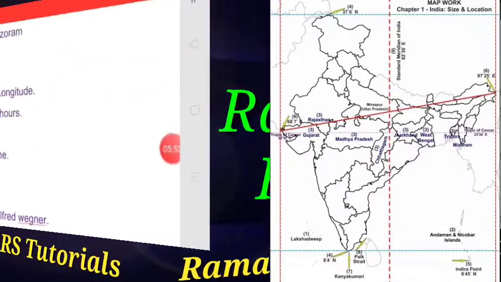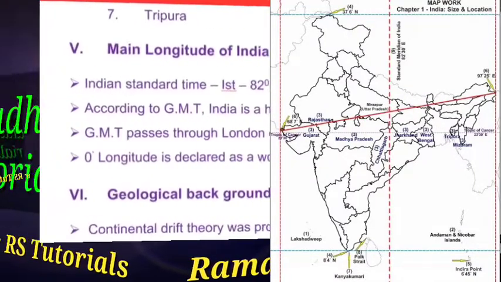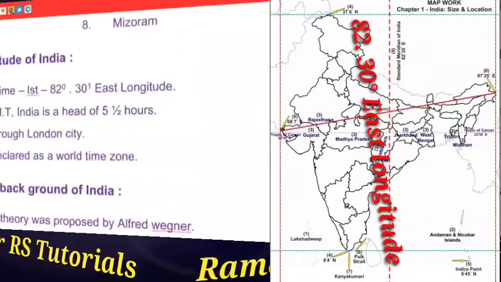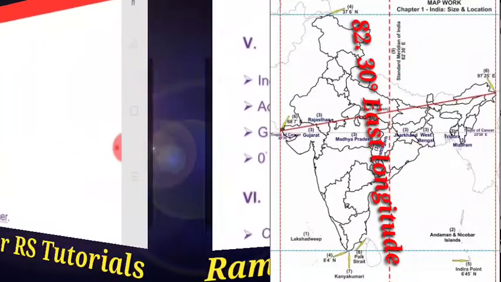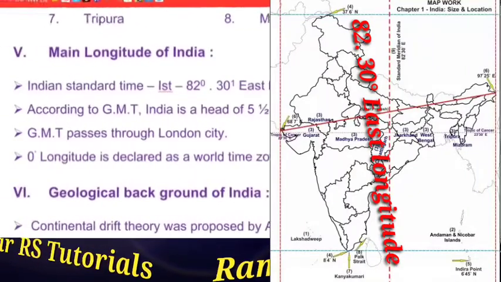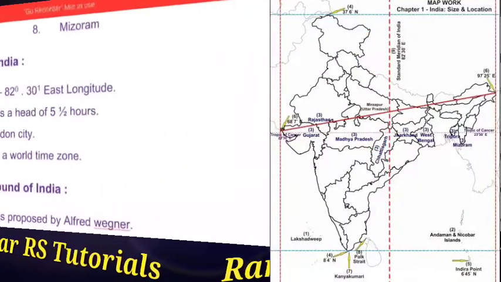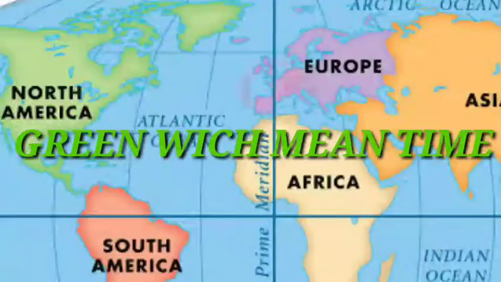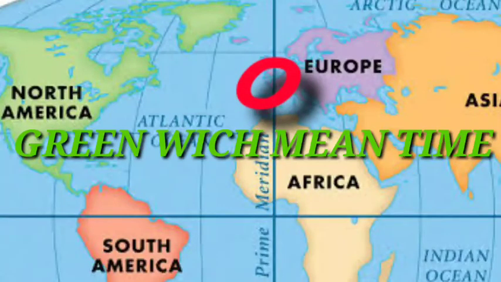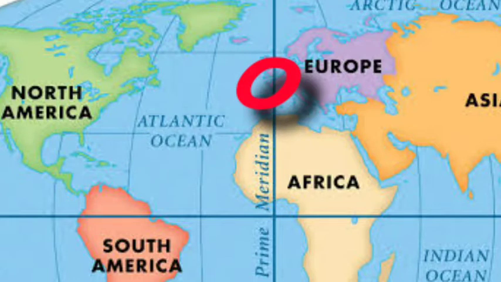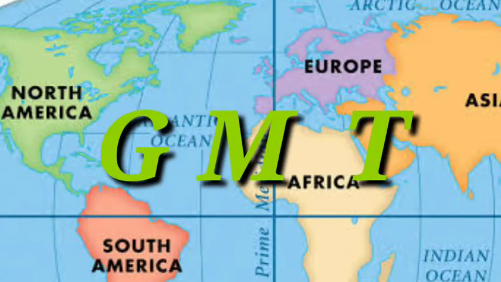Now we'll discuss the main longitude of India. What is the main longitude of India? 82.5 degrees east longitude. This is the Indian Standard Time. It was decided by the Indian government according to GMT, Greenwich Mean Time. India is ahead by 5.5 hours. GMT, Greenwich Mean Time, passes through which city? London City. London is the capital of England. The 0 degree longitude is declared as the world time zone, that is, GMT.